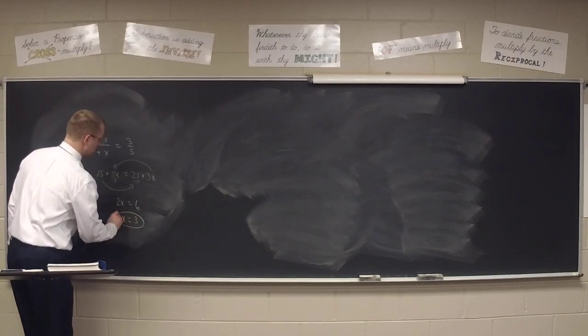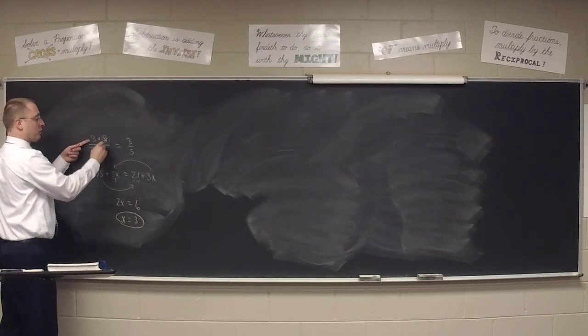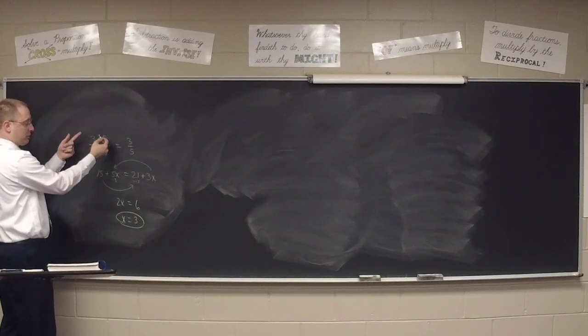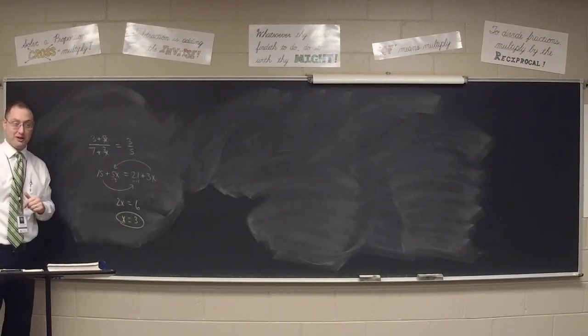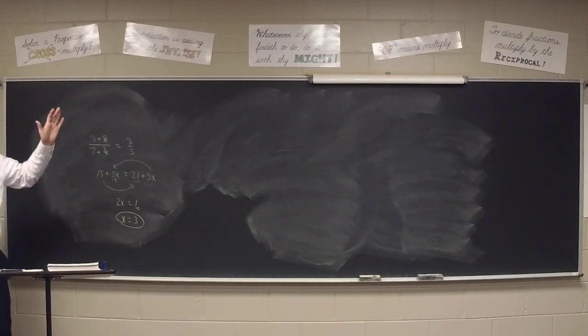Let's see if this actually works, though. If we added a 3 to 3 sevenths, 3 to 3, 3 to 7, we would get what fraction, class? 6 over 10. 6 tenths. Yeah. Is 6 tenths equal to 3 fifths? It checks. How many got 3?